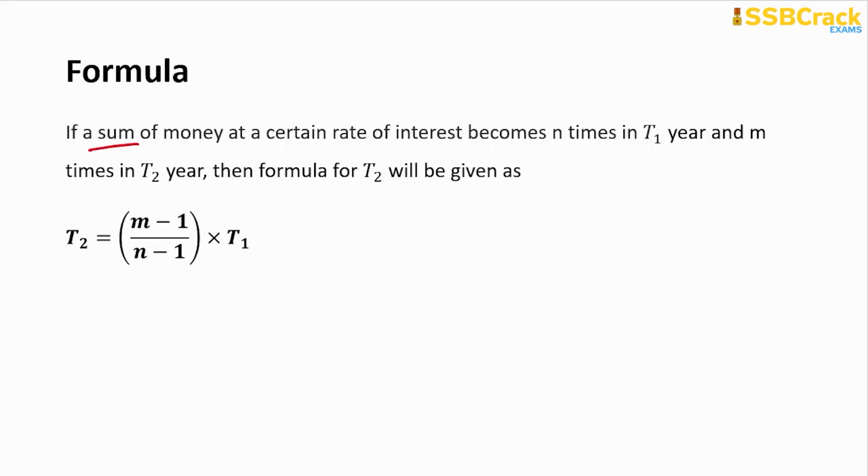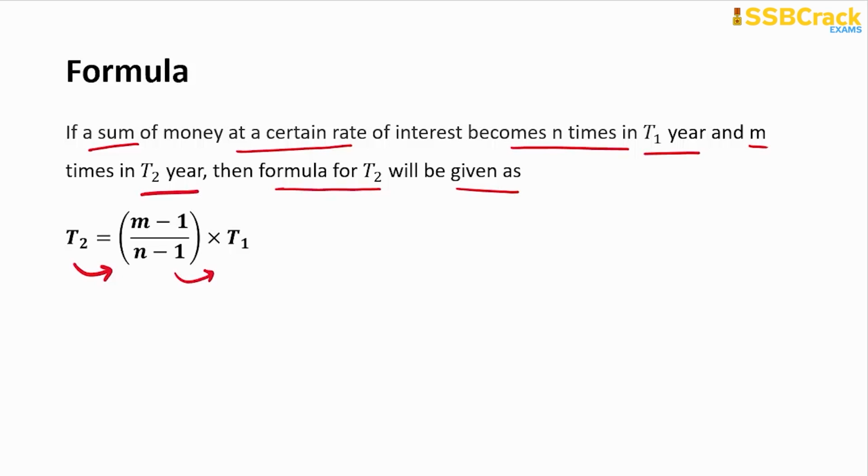If a sum of money at a certain rate of interest becomes n times in T1 years, and m times in another T2 years, then the formula for T2 will be given as T2 is equal to (m minus 1) upon (n minus 1) into T1. Understand this formula and the earlier formula.